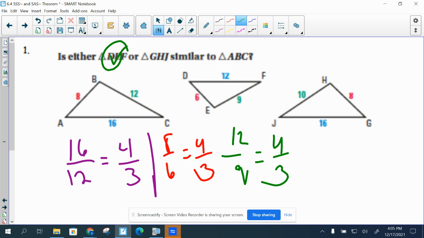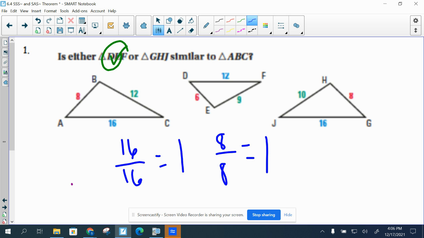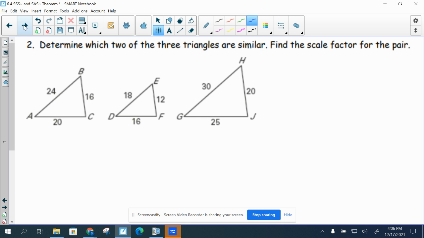And then how about the other one? Let me get rid of this writing. Let's start with the blue side. 16 over 16 is 1, and then 8 over 8 is also 1, and then 12 over 10 is not equal to 1. So this would be no. This one is yes, this one's no. It's not similar because not all of the ratios of the sides are the same.